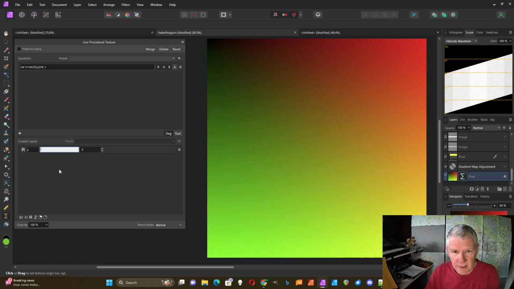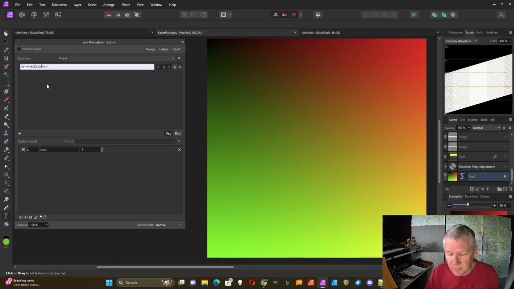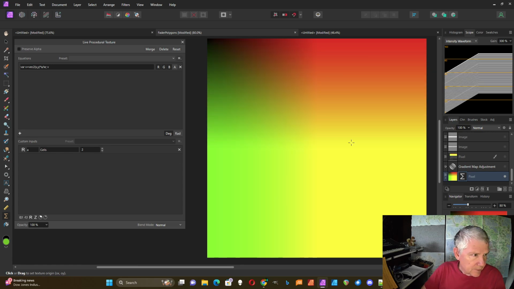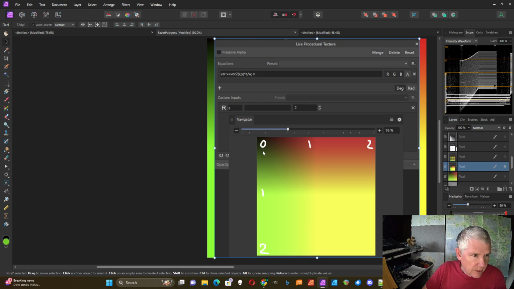I'm going to add a factor A. I'm going to call it cells. I'm going to just set that to 1 for now. And I'm going to multiply this vector by A. Now when I increase this, I can see that this yellow region is increasing. What's happening here? So I'm going from 0 to 1. That's where I have that original shape, the original image. Once I pass 1 in the x and y dimension, it goes to solid yellow.